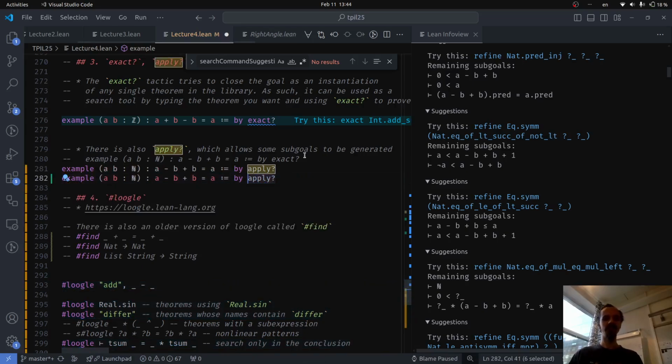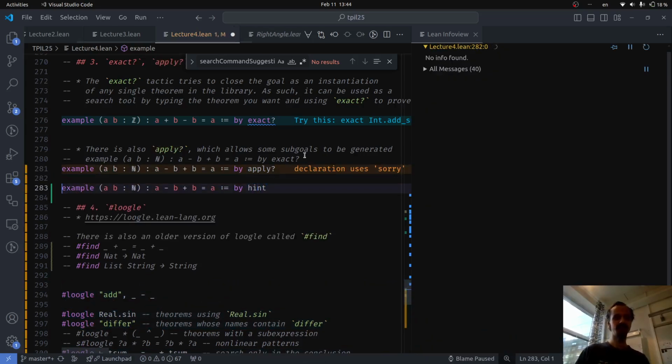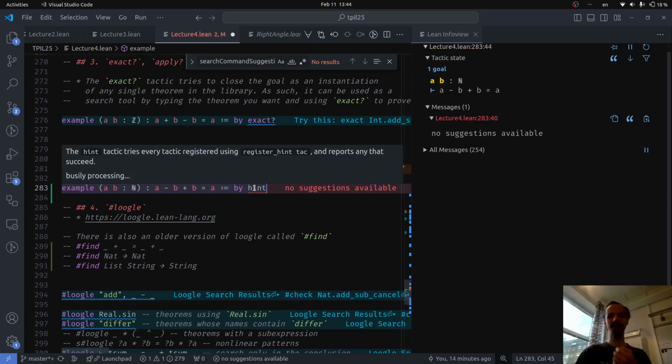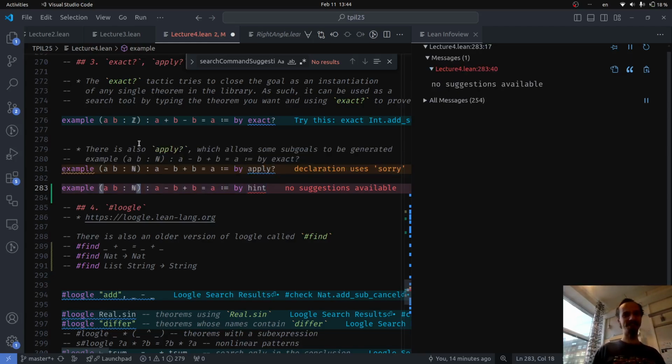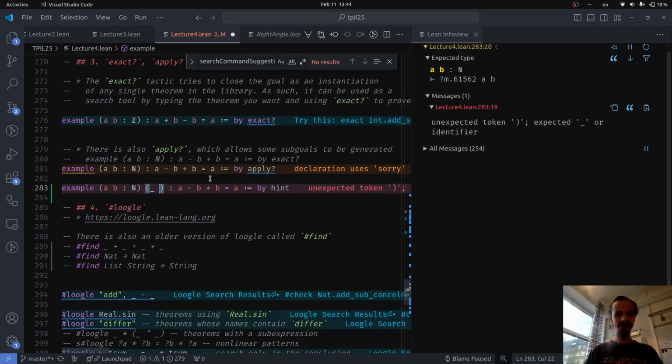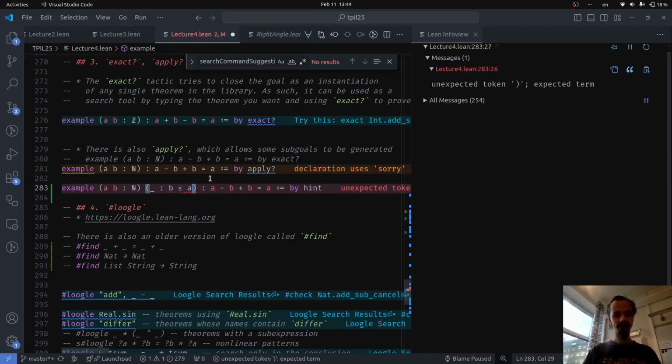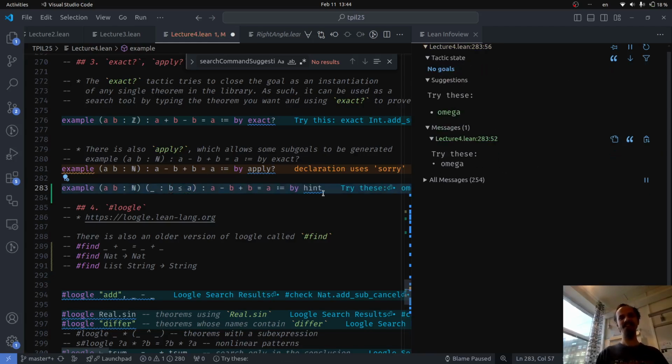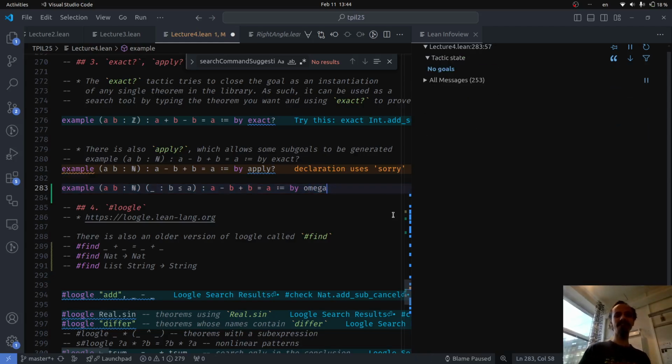Yeah, maybe I should have mentioned that as well. So there is a tactic called hint that basically tries the kitchen sink and then tries to suggest something. Or not. No. Although, I did give it a false goal, so maybe that's the problem. What was it? Aha. So when I gave it that, it suggested omega. So the omega tactic will in fact solve this goal.